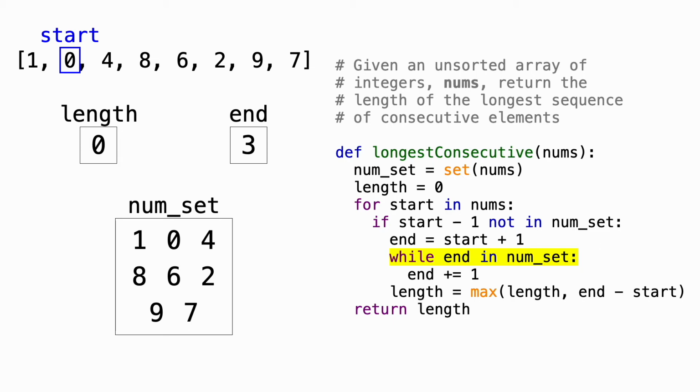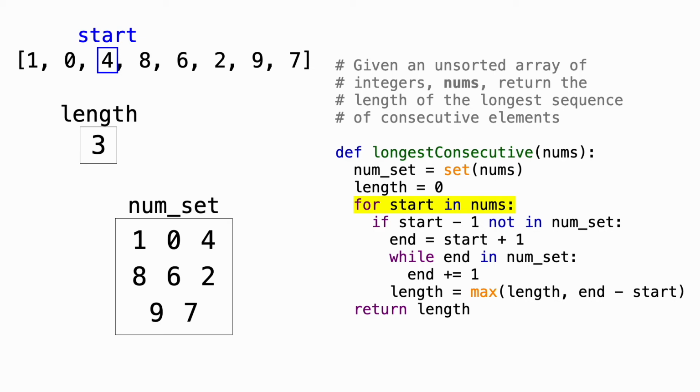So we'll exit the while loop and calculate the length, which is going to be end minus start, since we're including the start value and excluding the end value. So right now, that's 3 minus 0, which is 3. We're then going to take the maximum of that value and length, so that the length variable holds the longest length that we've encountered so far. The maximum of 0 and 3 is 3, so let's update length to be 3. Then we'll move on to the next number.